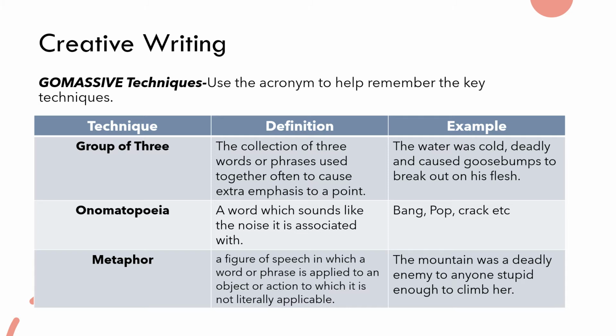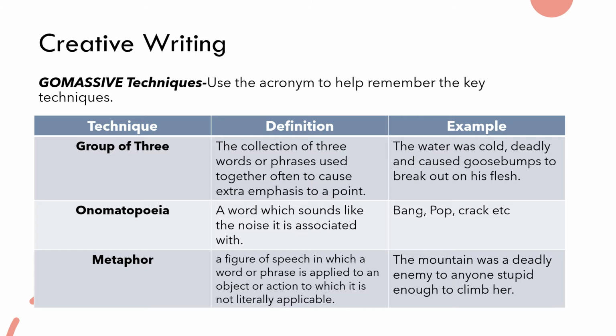So we have a group of three, which is the collection of 3 words or phrases used together, often to cause extra emphasis to a point. The example would be, the water was cold, deadly, and caused goosebumps to break out on his flesh. You can see there, it's very similar to things like alliteration, and often we get that mixed up, but they are quite different as well.